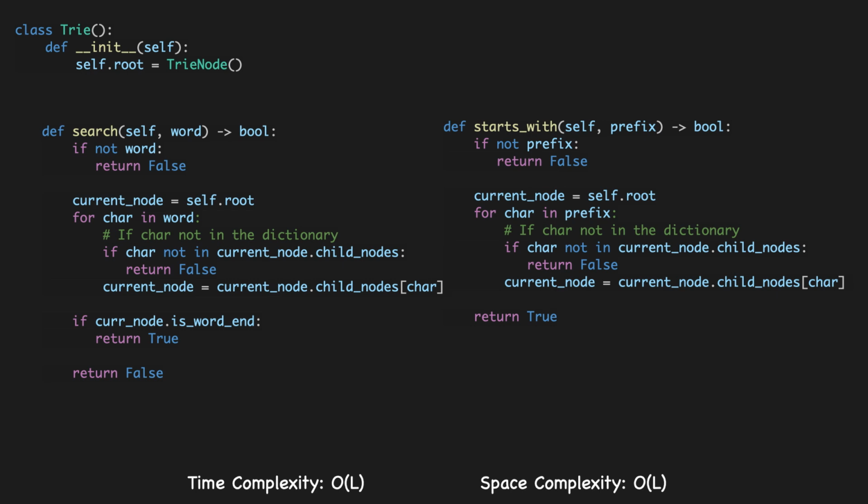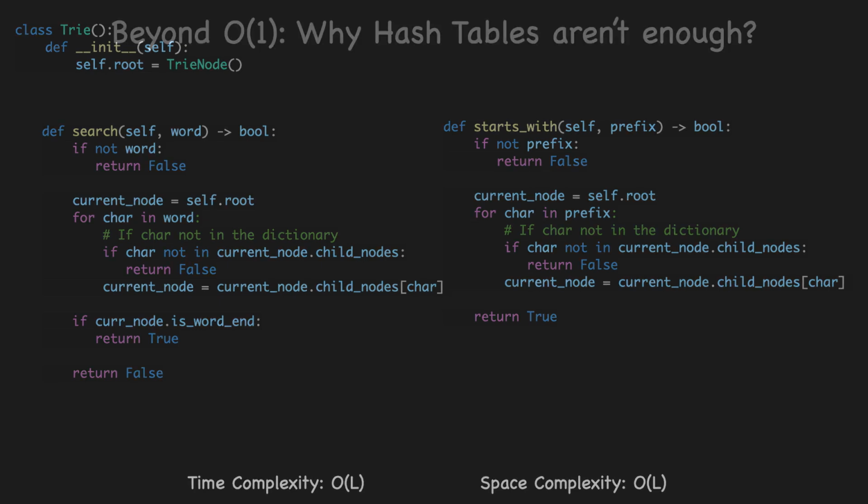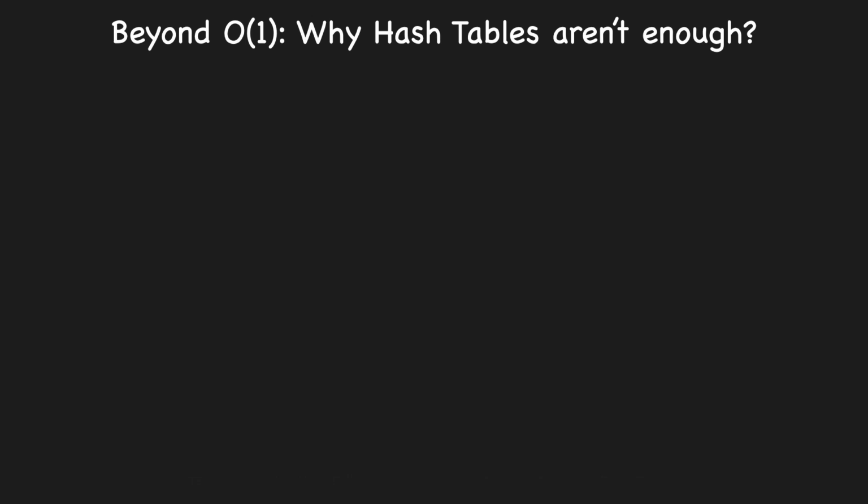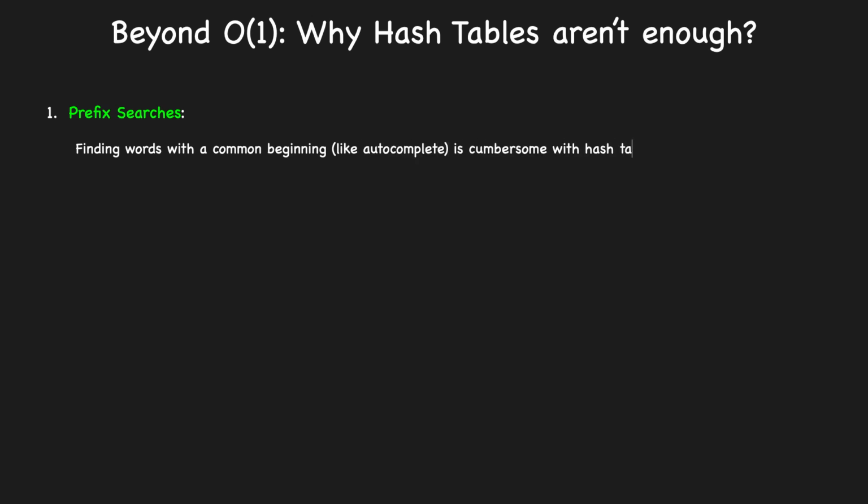Now that we have reviewed the key operations of a trie, one obvious question is that we already have efficient data structures like hash table to store data with constant lookups. So what makes trie so special? While hash tables are incredibly fast for exact word lookups, they fall short in other areas. So let's say for prefix searches, finding words with a common beginning like autocomplete is cumbersome with hash tables.